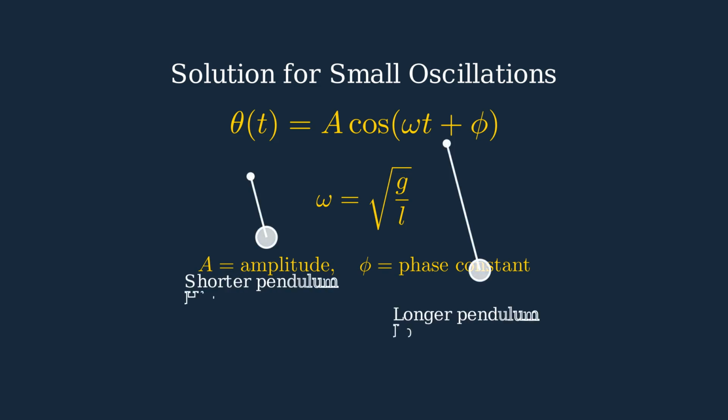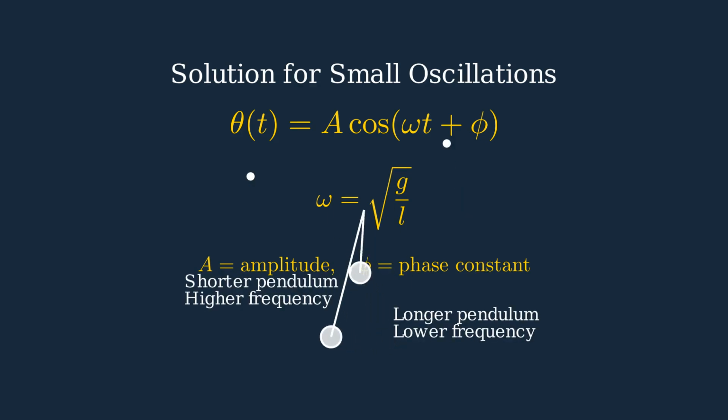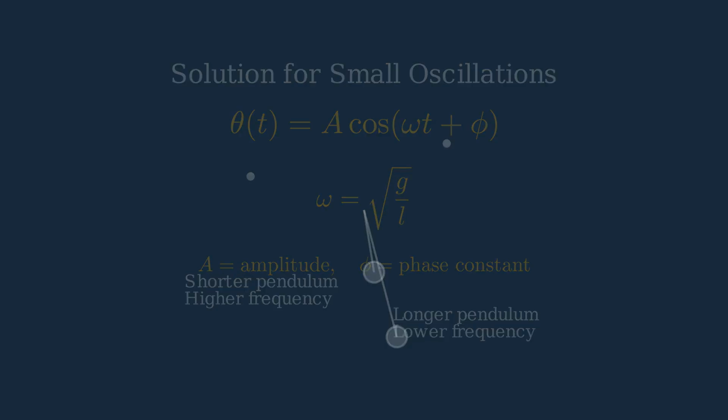We can observe how the period of oscillation depends on the pendulum's length. A shorter pendulum oscillates with a higher frequency, while a longer pendulum oscillates more slowly. This demonstrates how Lagrangian mechanics elegantly derives the pendulum's equation of motion without directly using Newton's laws, giving us deep insight into the physical behavior of oscillating systems.